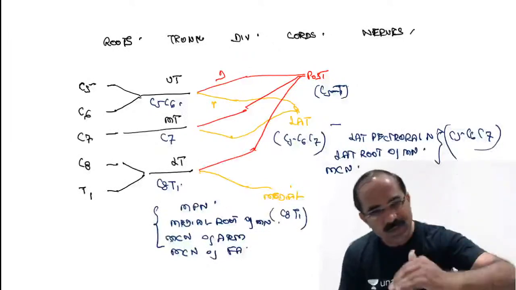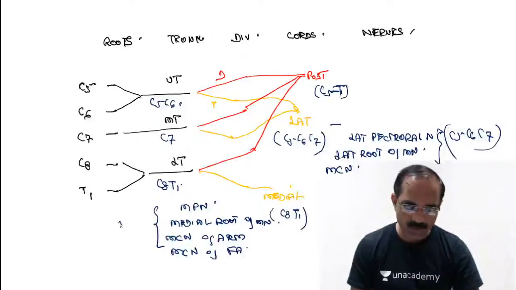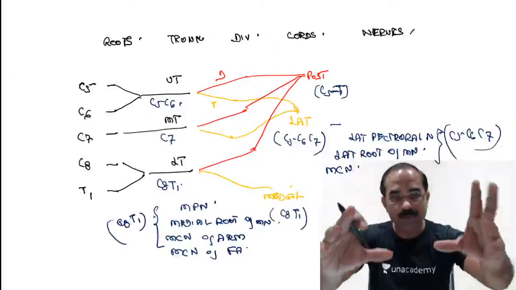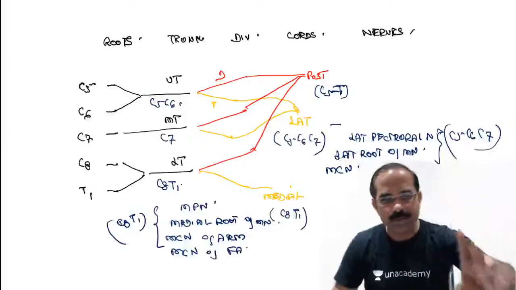What is the root value of the medial cord? C8, T1. So its root value is going to be C8, T1. That's how you remember, students. Root values do come in the exam, so be very clear about this. And I'm trying to make it very simple.